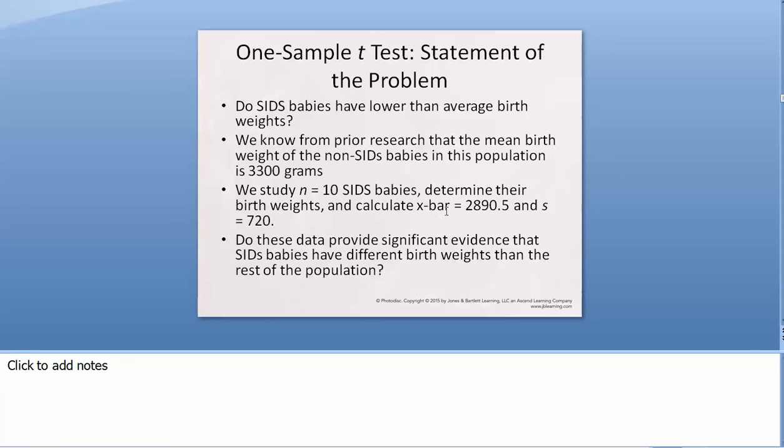This is the sample mean based on these 10 babies, 2890, but it is just a sample mean. If you take another sample, it could be something else. So just by looking at this, you cannot come to a decision. You have to do a statistical test. Let's see how we do that in the next slide.